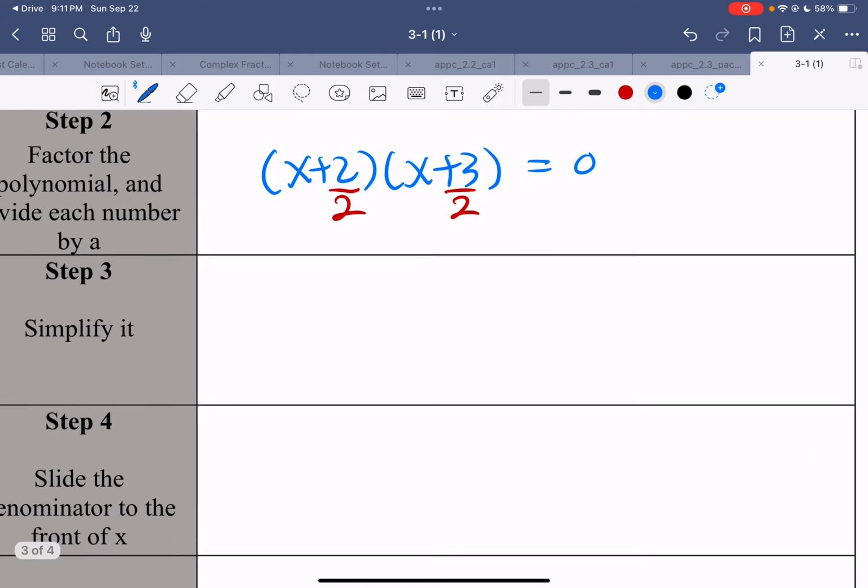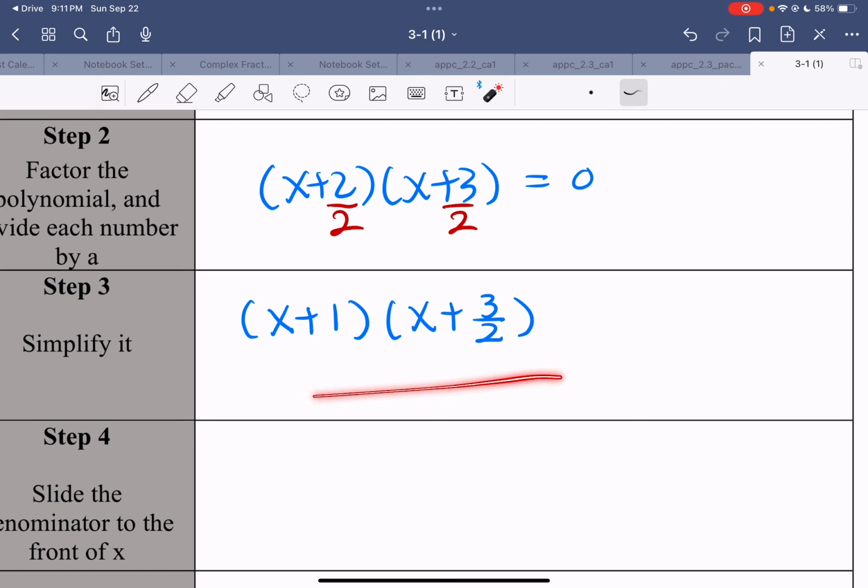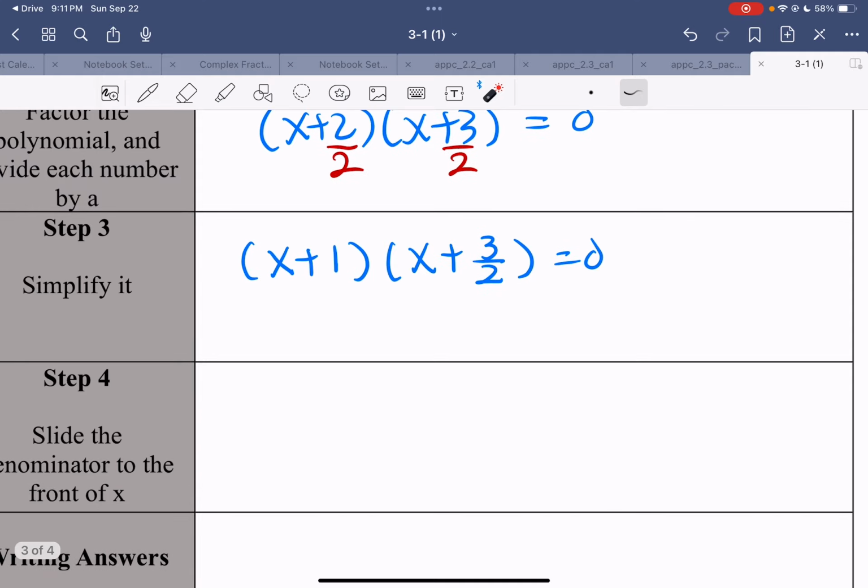Step number 3 is the most important step, although many students forget about this. So you simplify it. 2 over 2 becomes 1. 3 over 2 you cannot simplify, so you just write 3 over 2. What you have to remember is you will end up simplifying at least 1. Many times you're gonna simplify both numbers, but there's no case that you're not simplifying any number. You will end up simplifying at least one number, unless there's a special case.